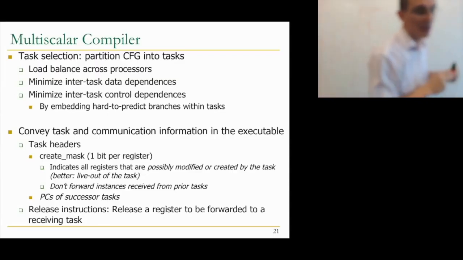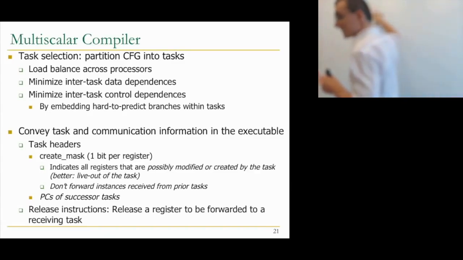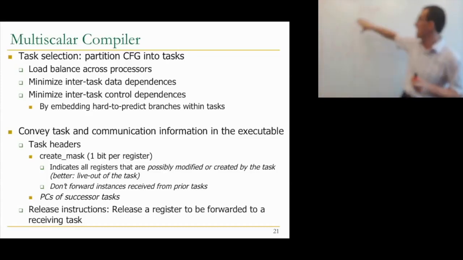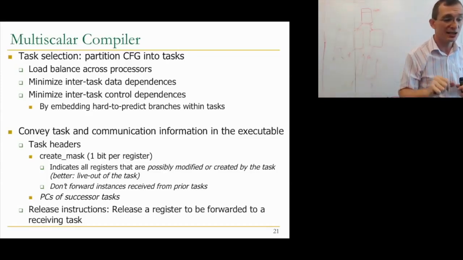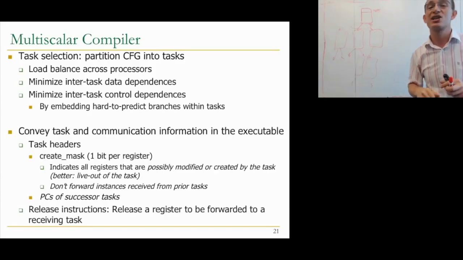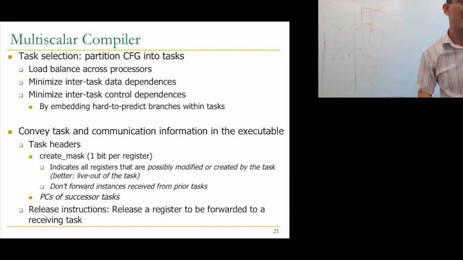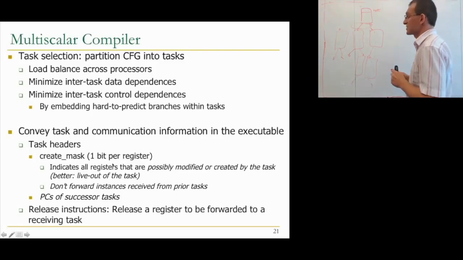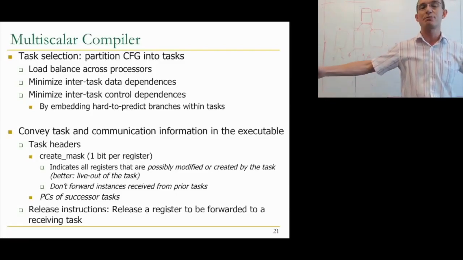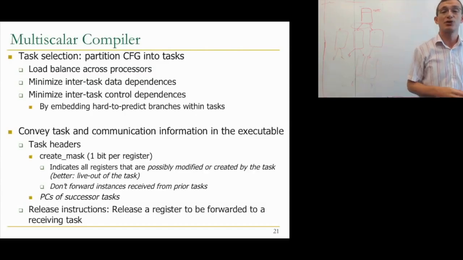The task header also contains information about the register communication, basically which registers are needed by this task, coming from other tasks, because the compiler partitioned the task. Potentially needed. And which registers are actually created by this task. This is 1 bit per register. The needed registers are actually not here, but created registers are here, but there's a need mask also. Basically, this indicates all registers that are possibly modified or created by the task. These are actual live outs of the task. That's the create mask. It's basically a one hot bit vector of all of the registers that could potentially be modified.